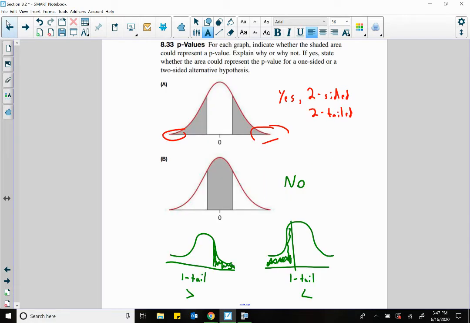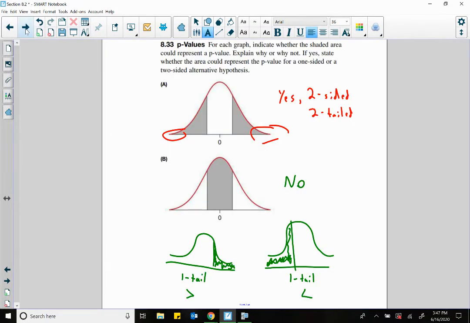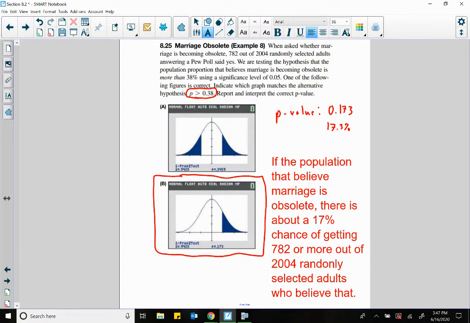Again, remember, this is all about the repeatability of this. So use these words to help you out. We got a 17% chance that we will go over this value. Hopefully that explains the as extreme as or more extreme than a little bit better than what it did in 8.1.